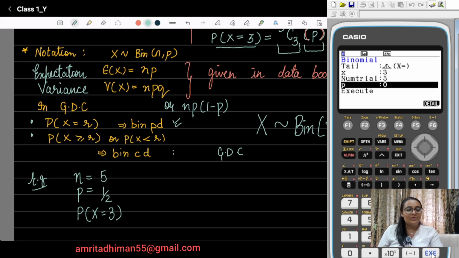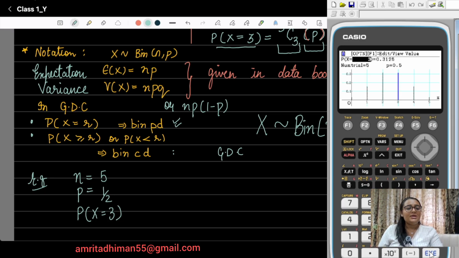And what is the value of p? The value of p is 1 by 2, right? Now we press execute. So we will get the value as 0.3125. You will see that this is a pointwise graph and it is also discontinuous, so all these values are pointwise.